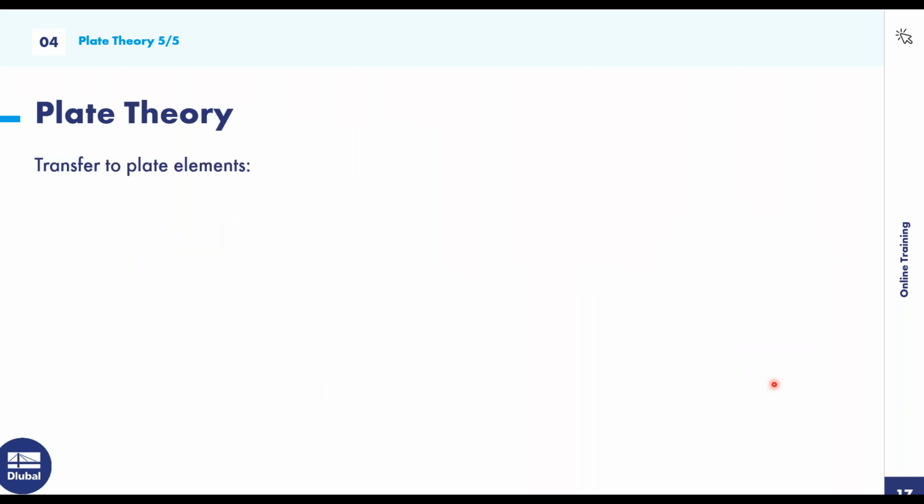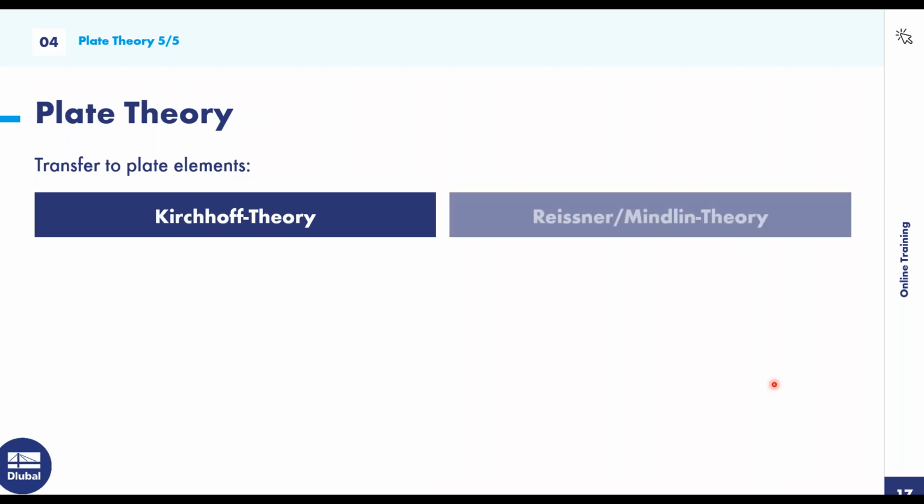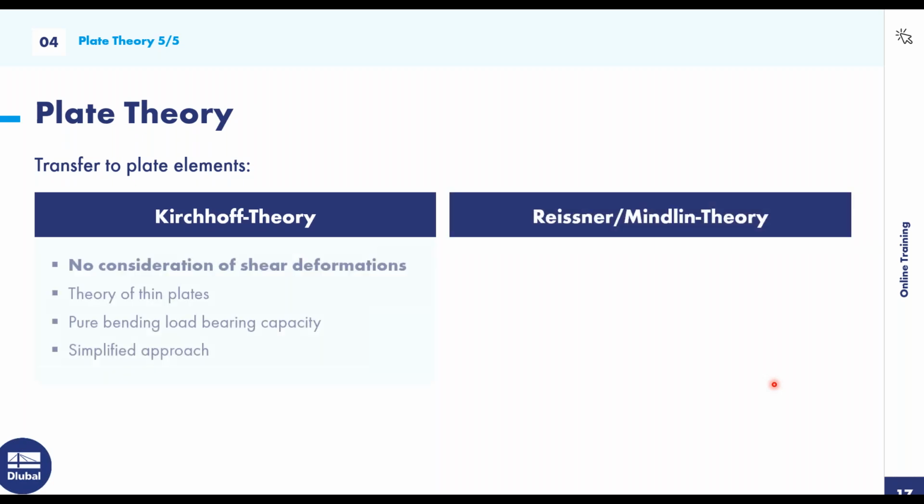So again, we have our two plate theories, the Kirchhoff theory and the Reissner-Mindlin theory. Just to summarize, the Kirchhoff theory has great results when using thin plates. For example, concrete slabs work great. Again, there is no consideration of shear deformations, and keep in mind that this theory only considers a pure bending load bearing capacity. So this is more of a simplified approach. Keep that in mind when using the Kirchhoff theory.